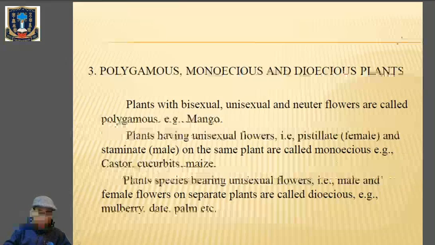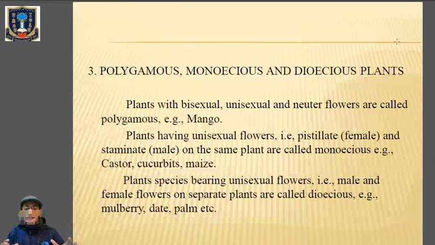Now next one, polygamous, monoecious, and dioecious plants. Now what are polygamous plants? Poly means multi. So plants with bisexual, unisexual, and neuter flowers are called polygamous plants. In polygamous plants we will find all three types of flower: unisexual flower, bisexual flower, and neuter flower. Example is mango.